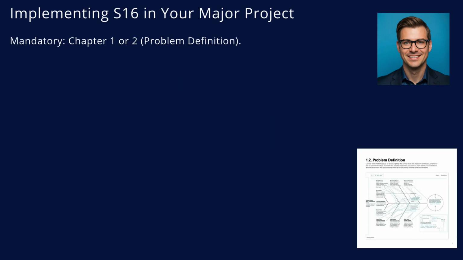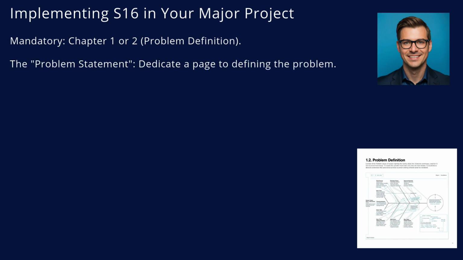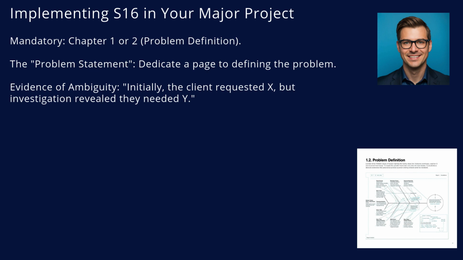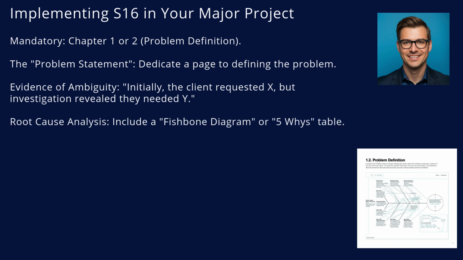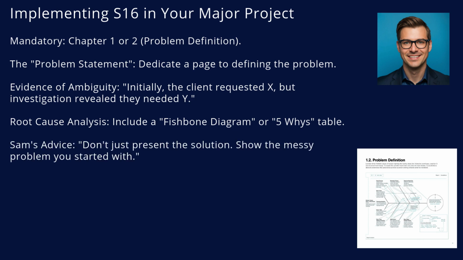In your major project, S16 is your problem definition chapter. Don't just say, "I built a website." Define the problem. The current manual process takes 4 hours and has a 20% error rate. Show the ambiguity. Initially, the client asked for a spreadsheet, but investigation revealed they needed a database to handle concurrent users. Use a root cause analysis tool like a fishbone diagram or a 5 whys table. Assessors love this. It shows you didn't just build what you were told, you engineered a solution to a real, well-defined problem.